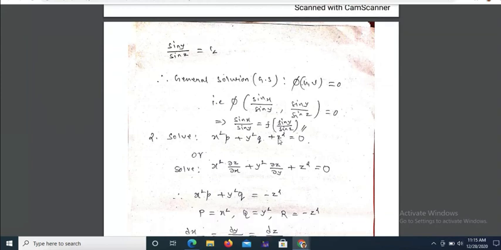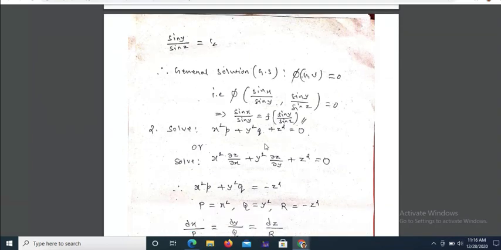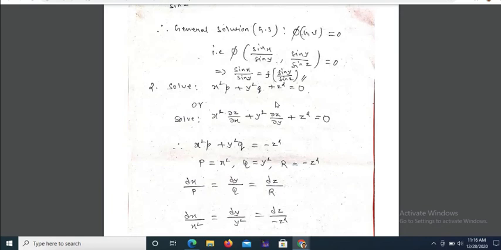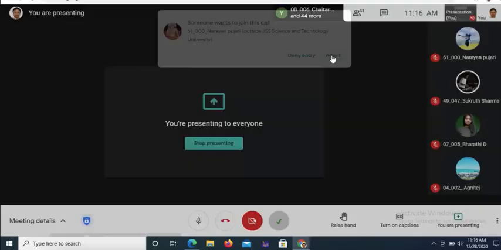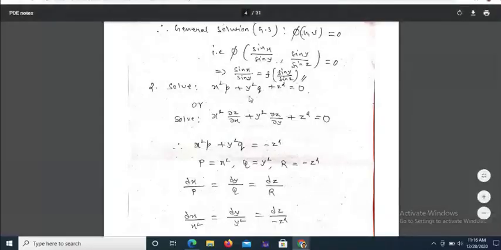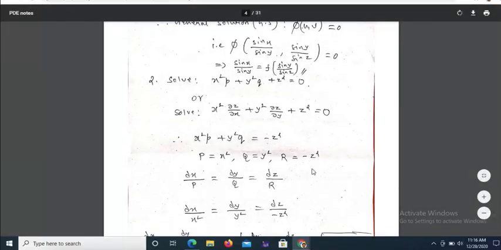Now come to the second one. Solve x square by p plus y square by q plus z square is equal to 0, right? So the z square transfers to the right side. Dou z by dou x is p, dou z by dou y is q, equal to minus z square. So P is x square, Q is y square, and R is minus z square. See, capital letter P, capital letter Q, and capital letter R, we got.